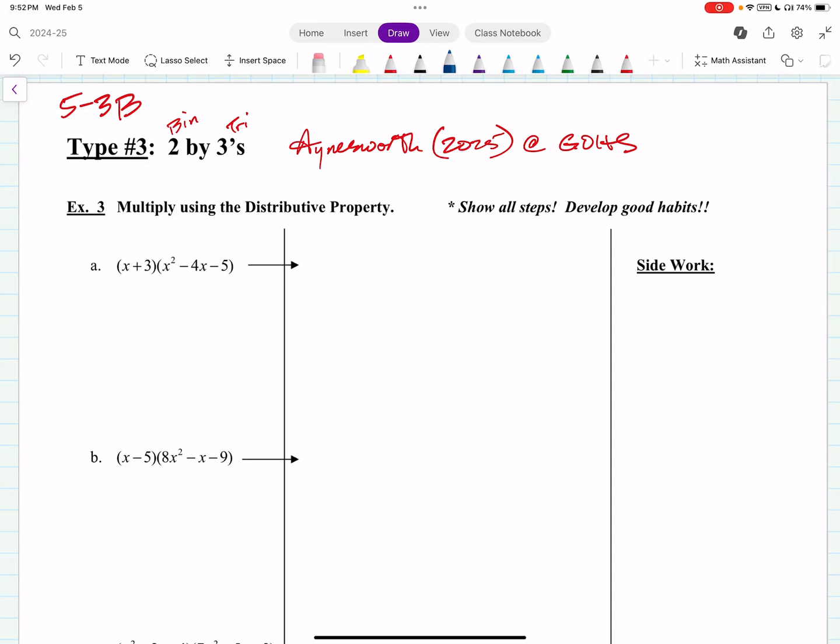Hey, good morning, everybody. This is Mr. Ainsworth, and we're going to get into the third type of multiplying polynomials together. We're going to take some binomials, which are polynomials with two terms, and multiply them by a trinomial, a polynomial with three terms. I call them by two by threes, okay?